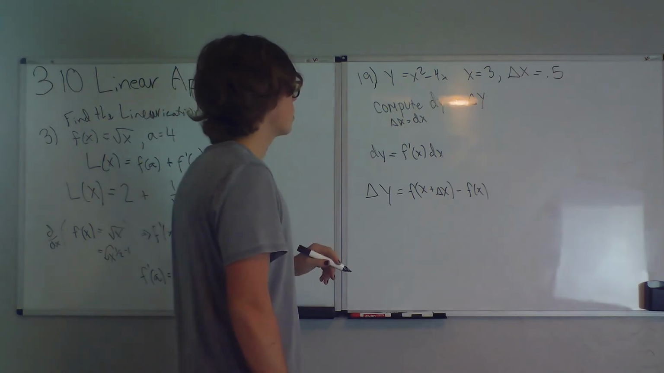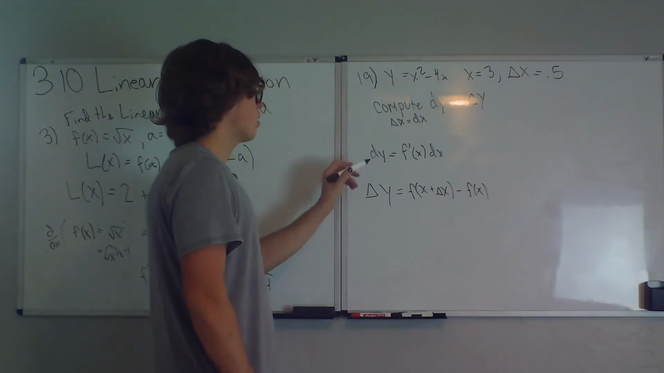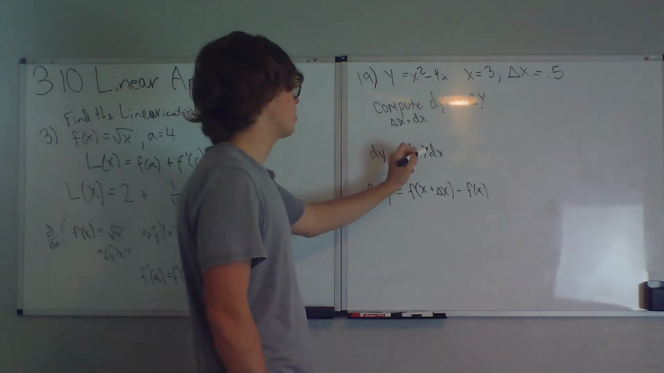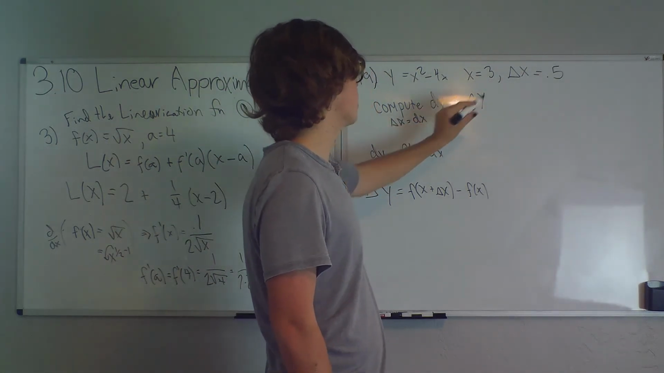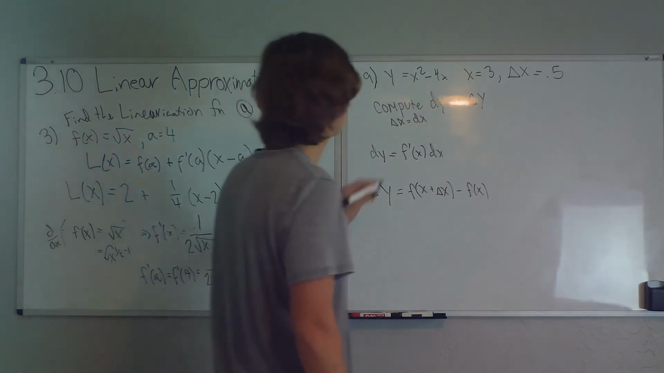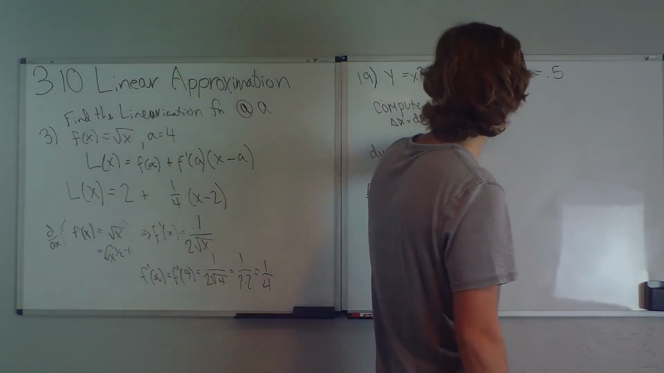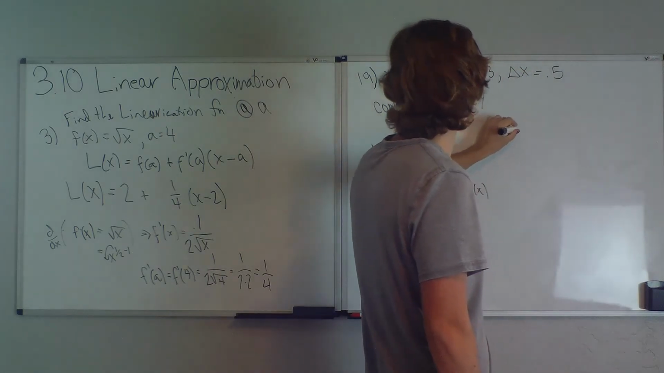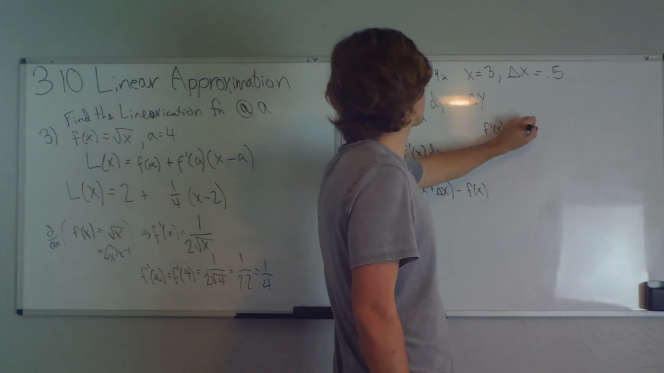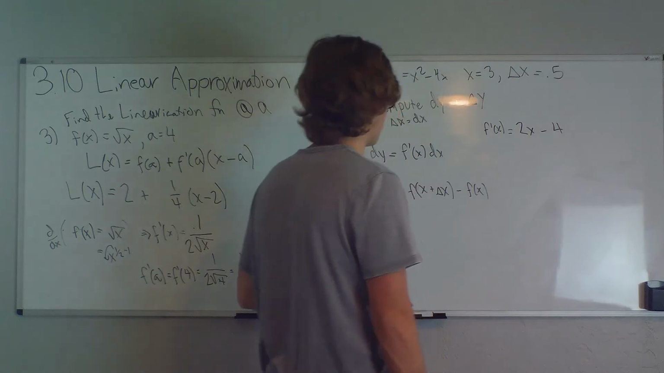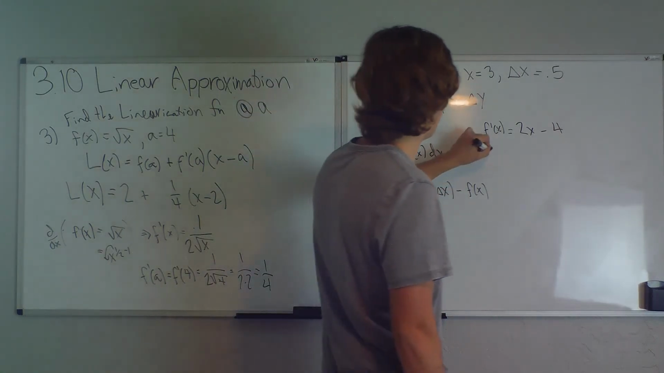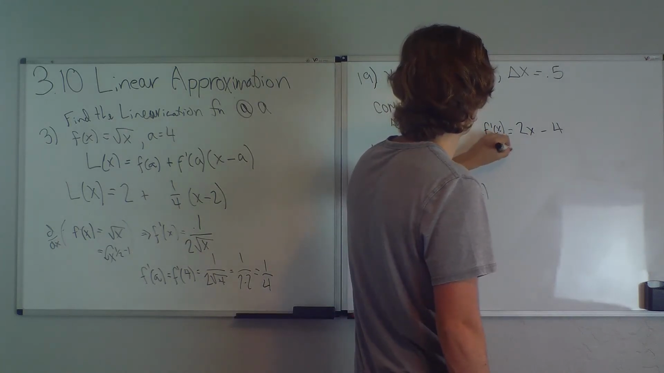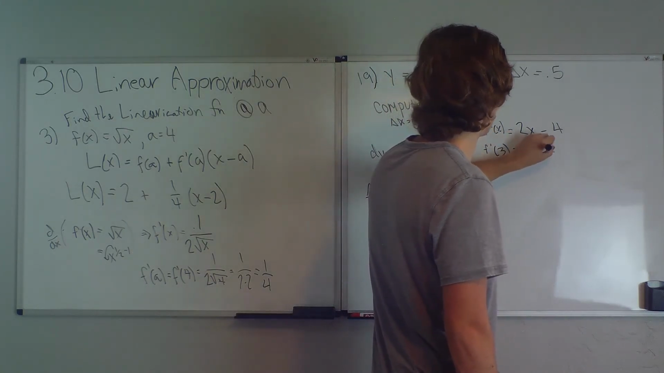Okay, first one. Let's solve for dy, which is equal to f prime of x dx, where our change in x, which is equal to our dx, is 0.5. Okay, so what is f prime of x? By power rule, 2x minus 4. Okay, that's not too bad. And then x equals 3. So f prime of 3 is equal to 6 minus 4.